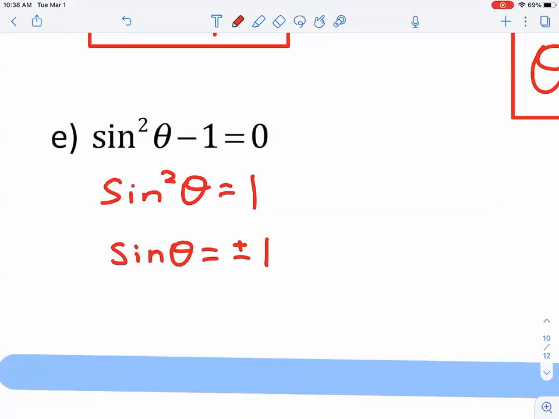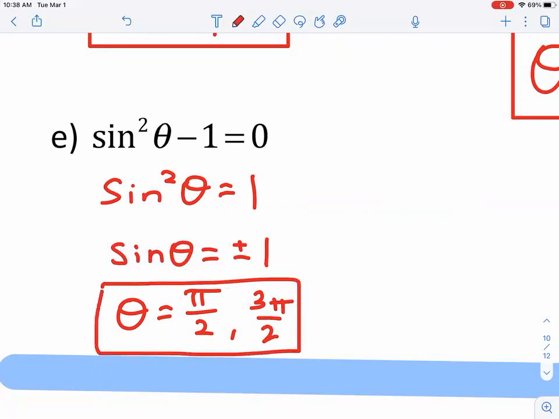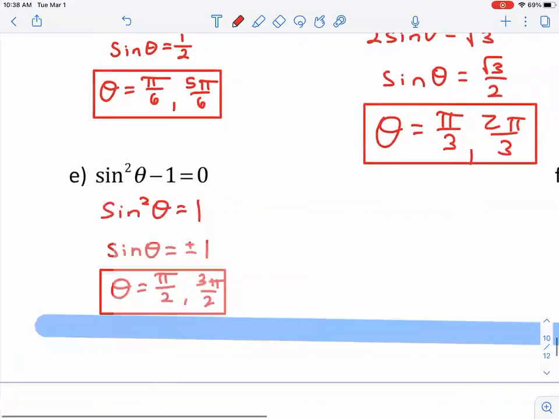So sine is the y value. Where is the y value equal to positive or -1? Well, it's positive 1 at pi over 2. And it's -1 at 3 pi over 2. So those are my two solutions. That theta equals pi over 2 and 3 pi over 2. If I forgot the plus or minus, I would only then have the pi over 2, right? I wouldn't have the 3 pi over 2.